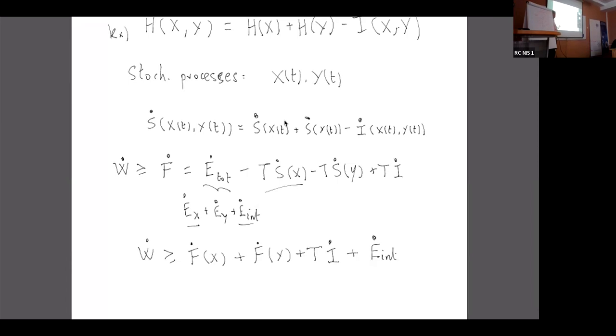Moreover, this can be applied to continuous time. So if I have two systems and they evolve, I can just apply this formula to any interval of time. And this is the idea of information flows. You can take two stochastic processes as you like, compute this, and calculate the minimal work to evolve in this way.